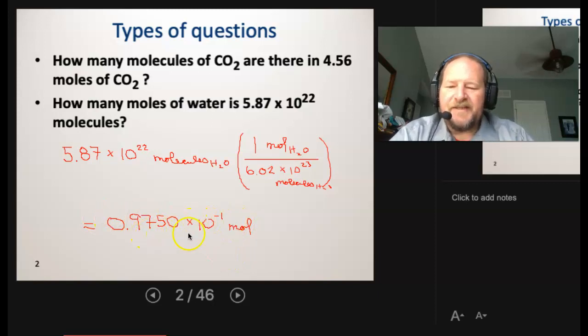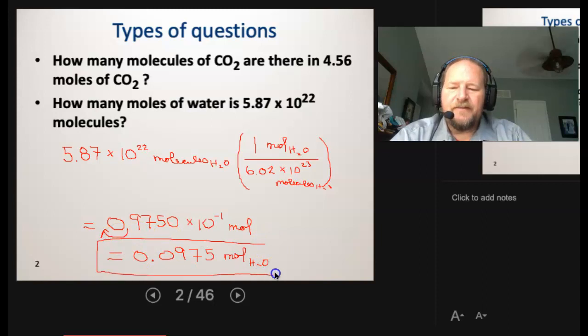Now I can't leave it this way. I have two options. I can expand it by getting rid of that exponent, or I can put this in scientific notation and change the exponent. Since it's a negative 1, I'm going to go ahead and just push that decimal out that way and get rid of the exponent altogether. So I'm going to have 0.0975, and then again, how many sig figs do I get? I've got 3 here, 3 there, so I'm going to keep the 5. The 0 does nothing to it, and that's going to be moles of water, H2O. All right, and that's our final answer.